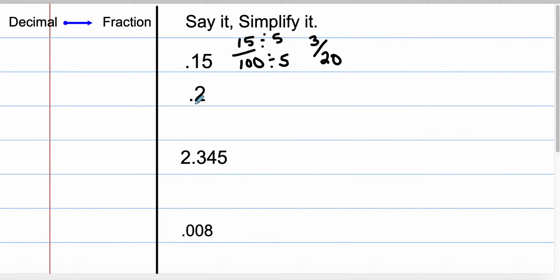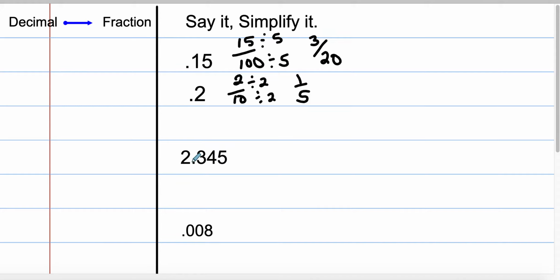So let's do another one. 0.2, or 2/10. Simplified down, both of them can be divided by 2, would be 1/5. Go ahead and stop the video now and try the next one. All right, let's take a look.